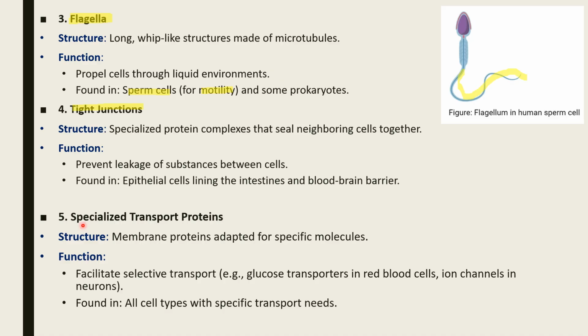The fifth one is specialized transport proteins. Specialized transport proteins are membrane proteins adapted for specific molecules. Their function is to facilitate selective transport, for example, glucose transporters, red blood cell transporters, and ion channels in neurons. They are found in all cell types with specific transport needs.